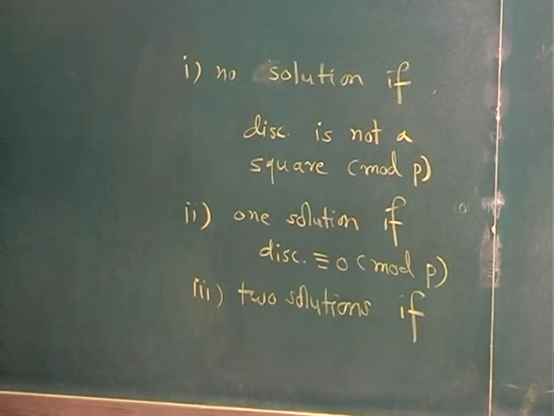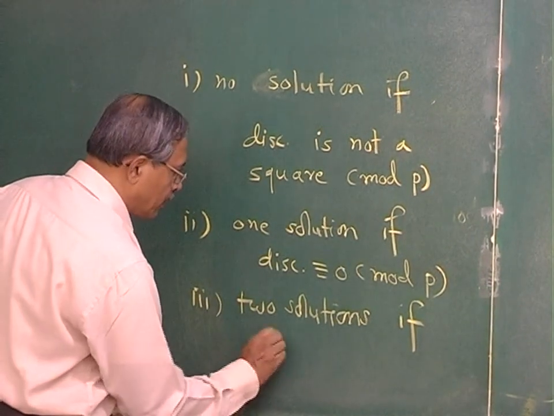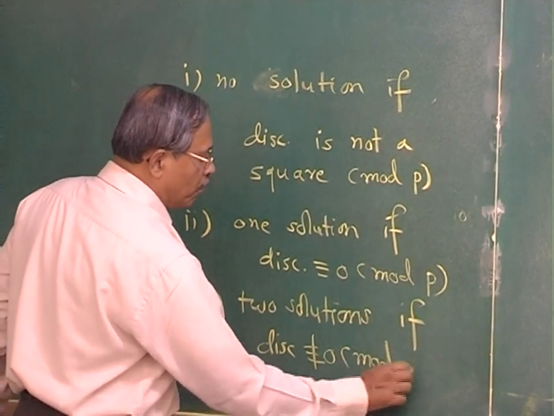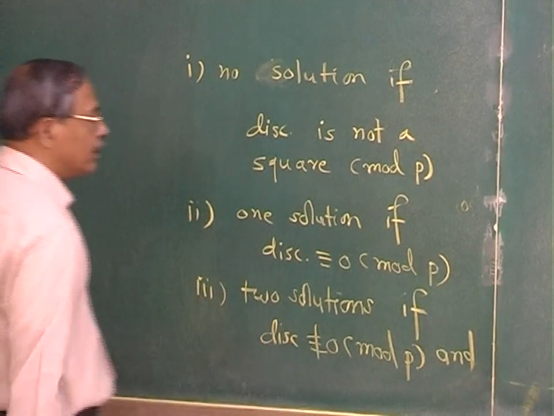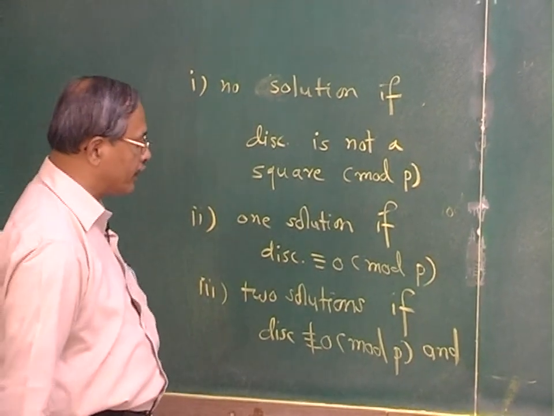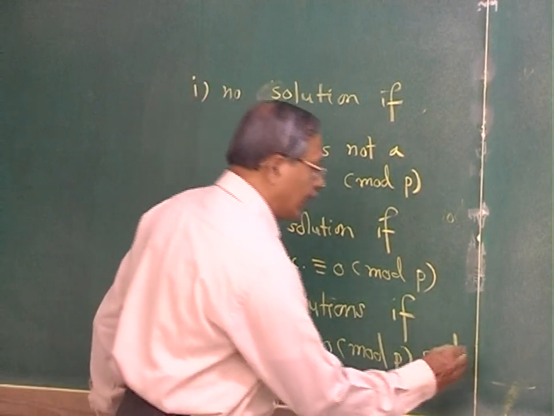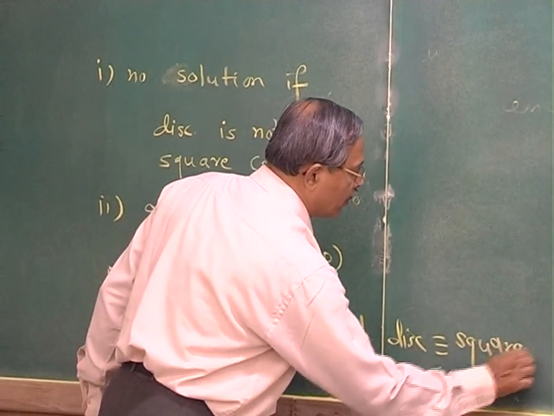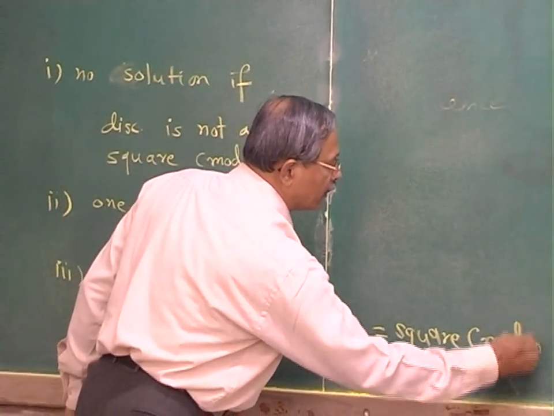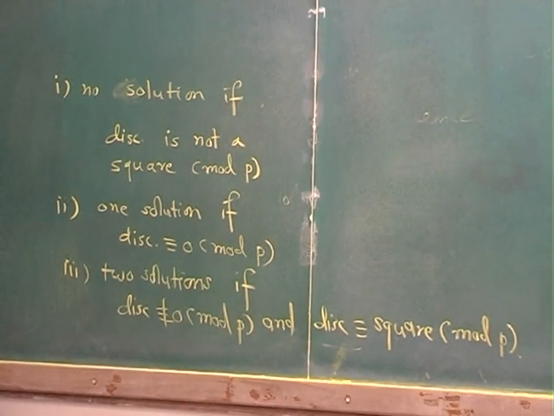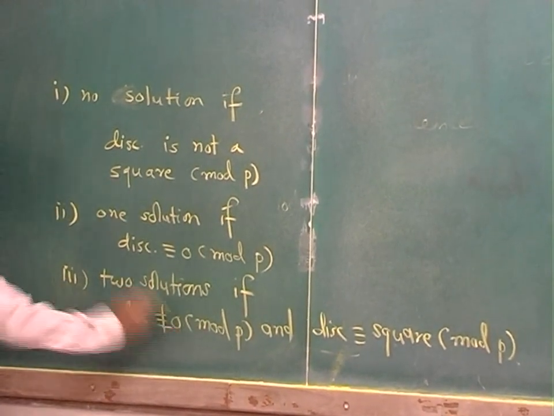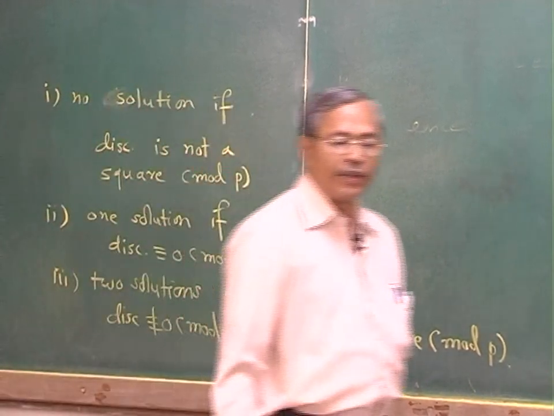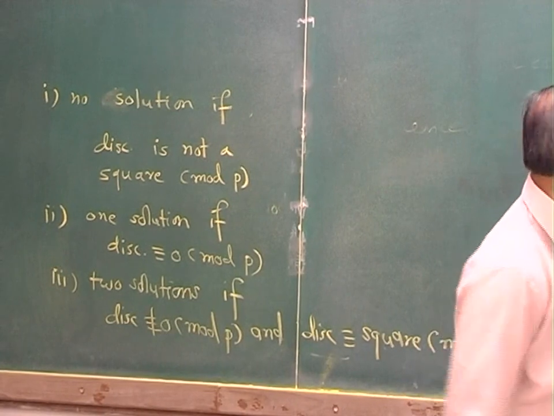If discriminant not congruent to 0 mod p and it is congruent to a square of an integer mod p. You can say 0 also is a square, but we don't allow it here. Discriminant is not congruent to 0 mod p and it is a square of an integer modulo the prime p.